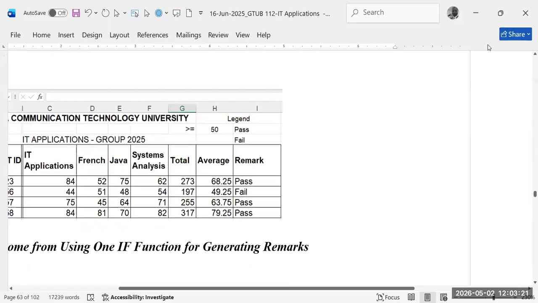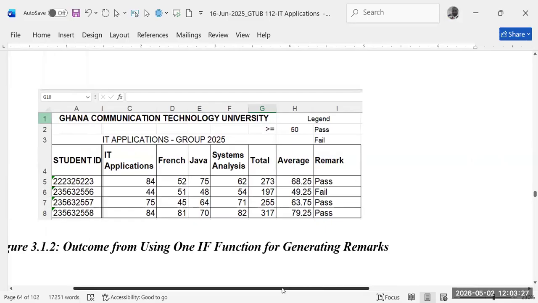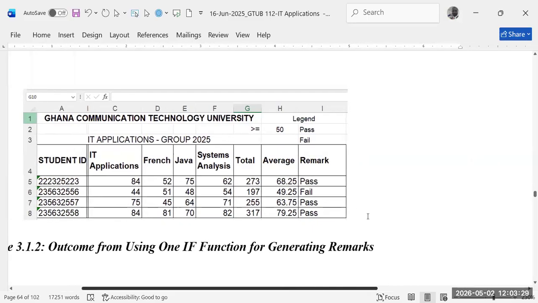Now, I want the answer for H8. Who can generate the formula for H8?